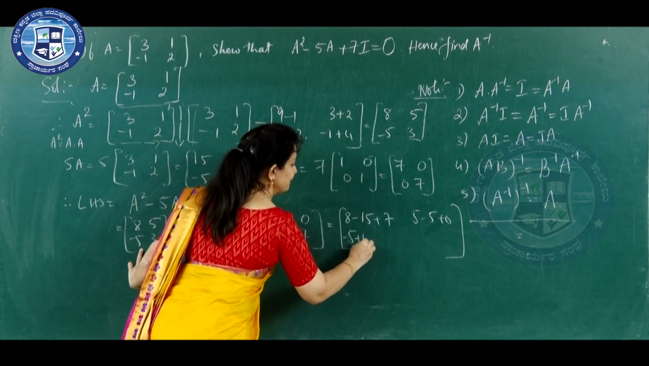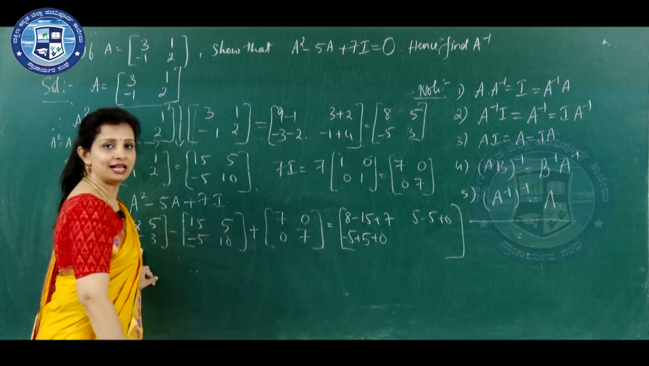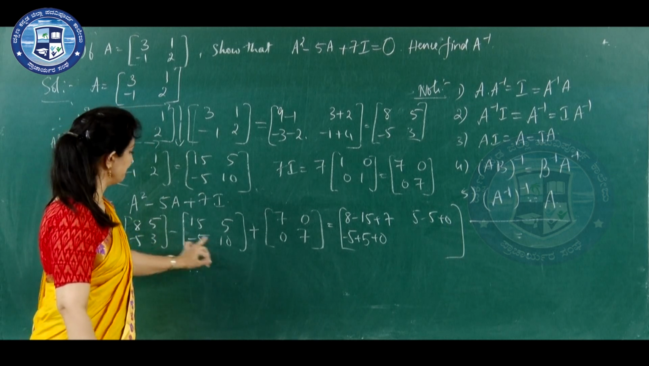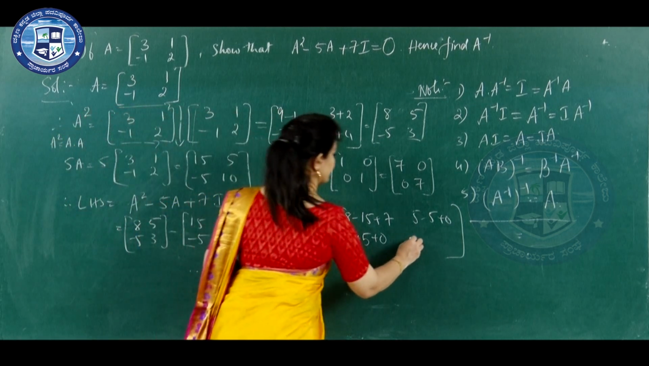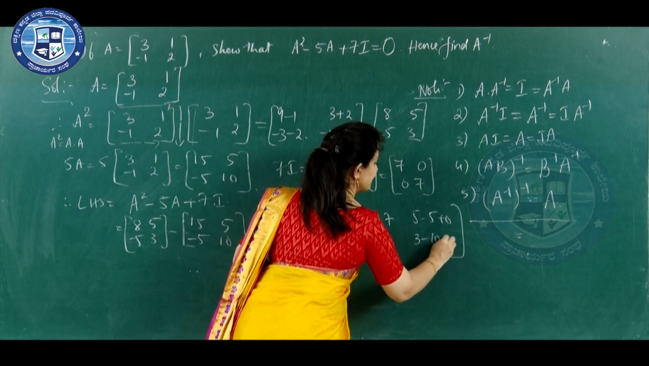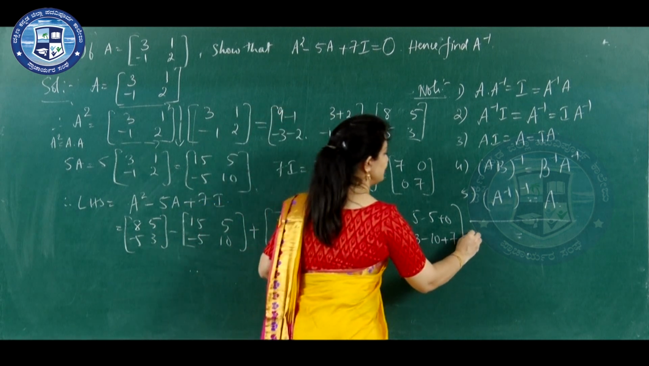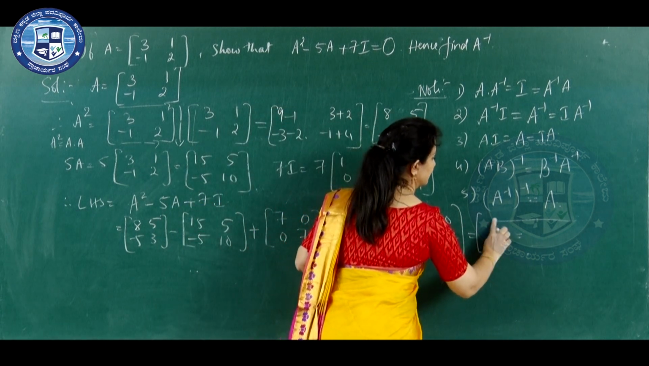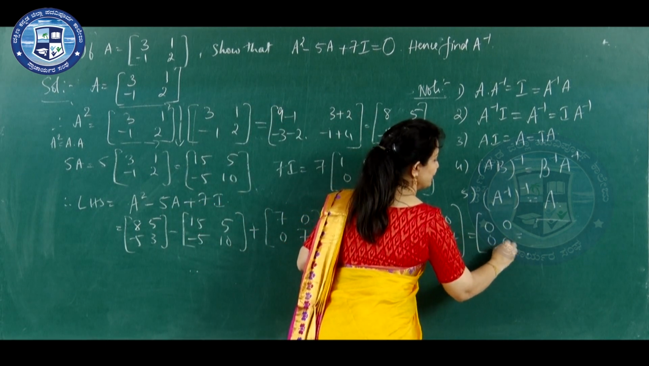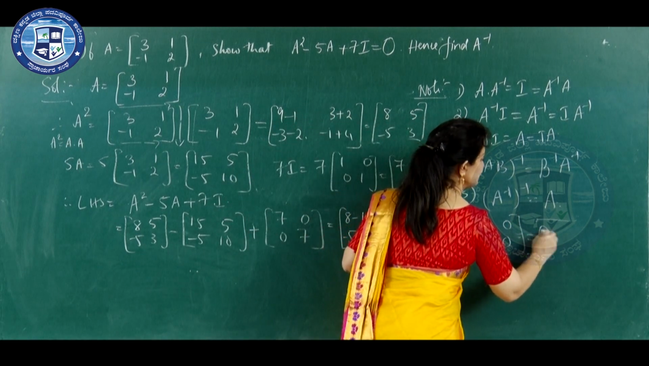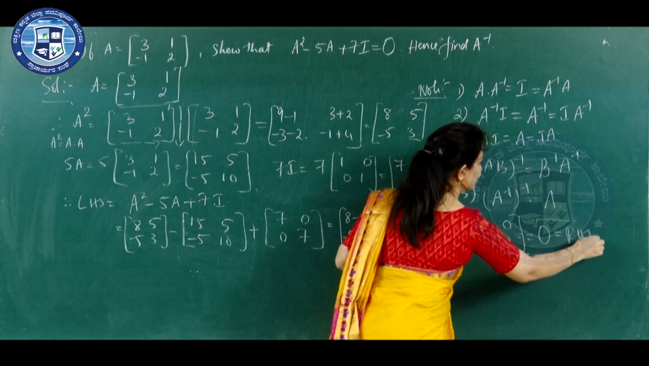Minus 5 plus 5 plus 0 is also 0. Next element, the fourth element: 3 minus 10 plus 7 is also 0. So here we have 0, 0, 0, 0, a 0 matrix, which is the RHS.